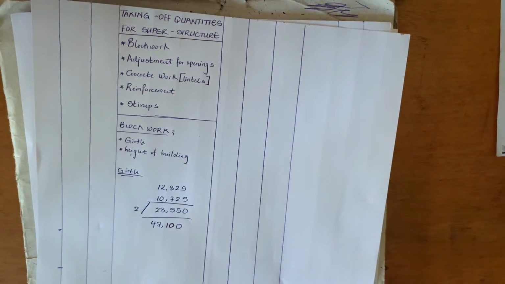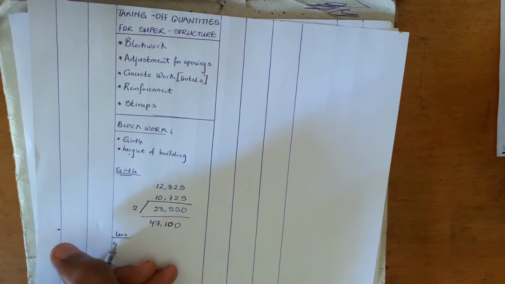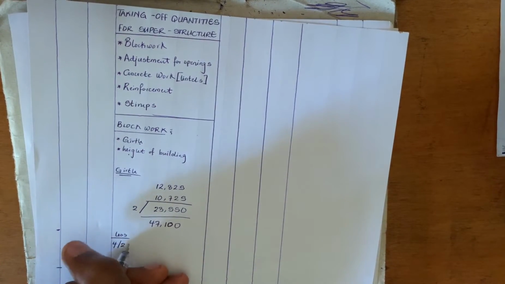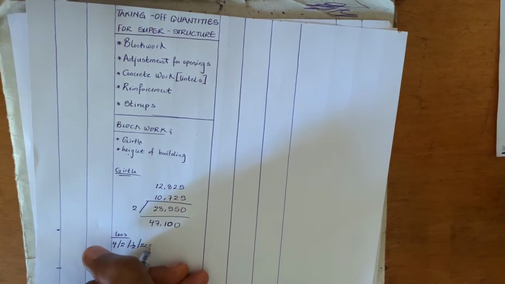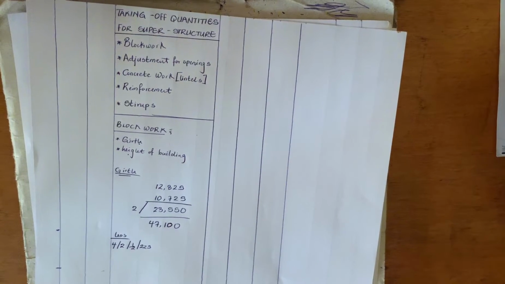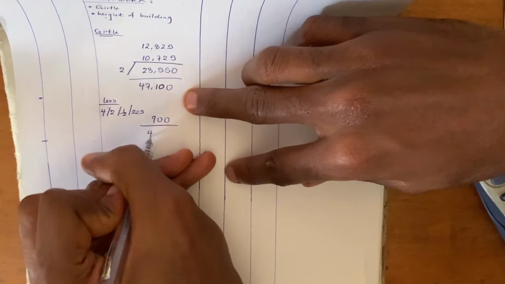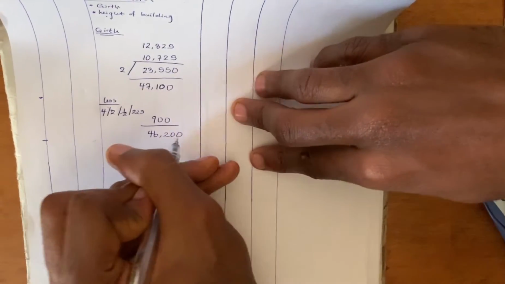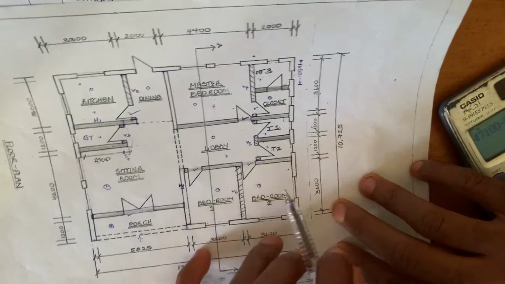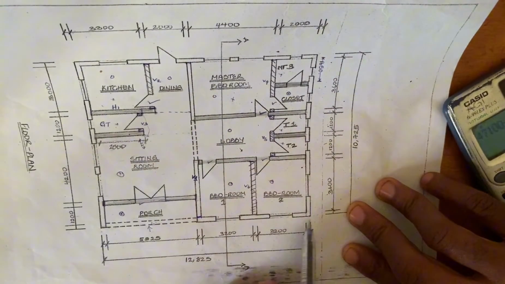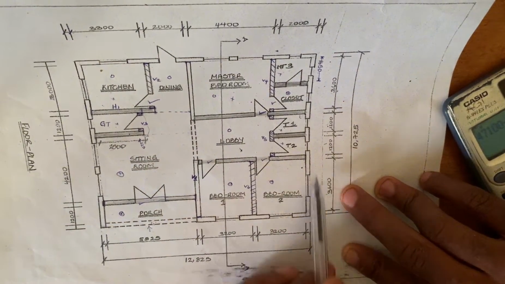Then, since we use the out-to-out dimension, we are going to subtract 4 corners, which is less 4 by 2 by half of the wall thickness, which is 225. And that will give us 900. So we get 46,200. Now this is the center line for this plan externally, before they calculated for this block work you are seeing here externally.